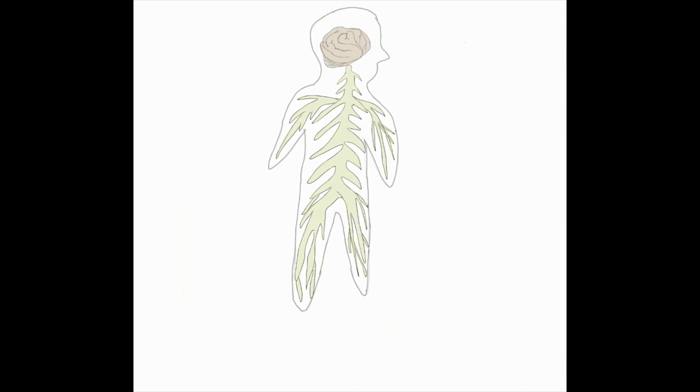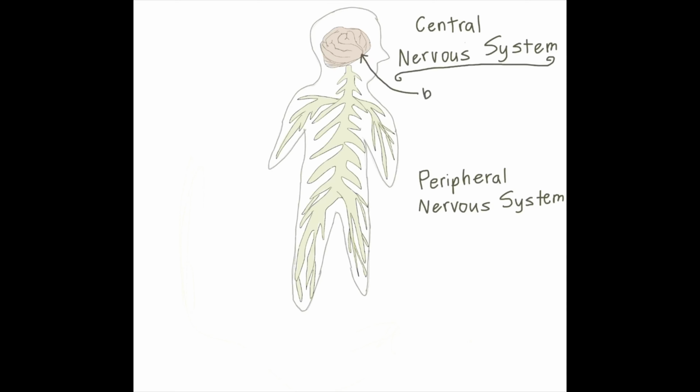Now let's talk about the structures of the nervous system that enable it to do all these things. The nervous system consists of two main components, the central nervous system and the peripheral nervous system. The central nervous system includes the brain and the spinal cord, while the peripheral nervous system includes nerves that are not the brain and the spinal cord.